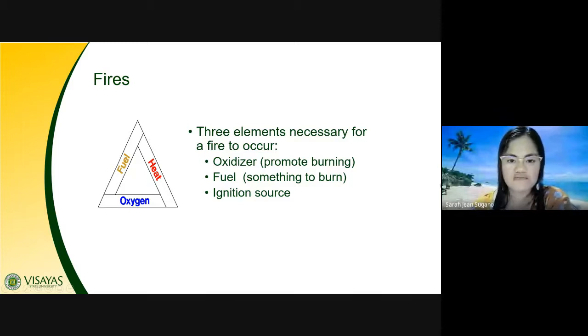So, the cause of fire is a combination of these three elements: there is an oxidizer, which promotes burning; then there is fuel, which is something to burn; and then the ignition source.